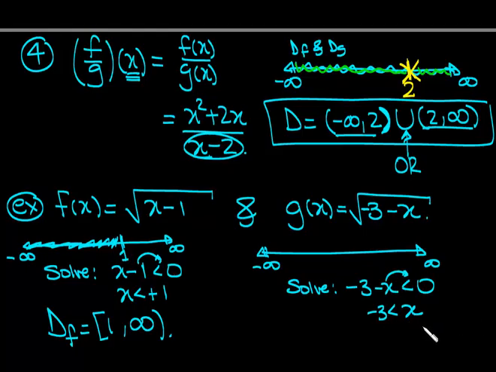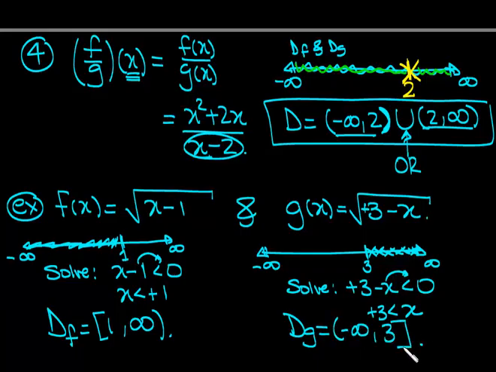So you want to exclude all the numbers that are greater than 3. Okay, actually let's go back and make this a plus, so that'll be better. All the numbers that are greater than 3. So here is 3. So I'm going to exclude all of these. Okay, so what's left is my domain. So what's the domain of g? It's everything from negative infinity to 3, including 3.